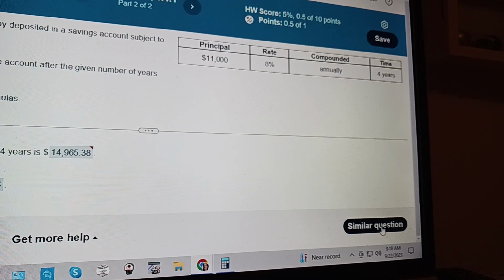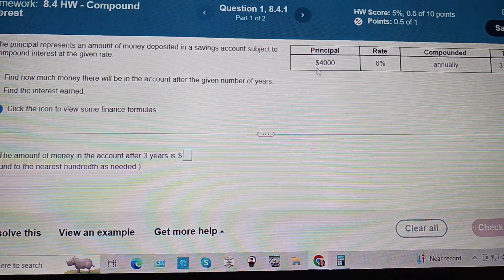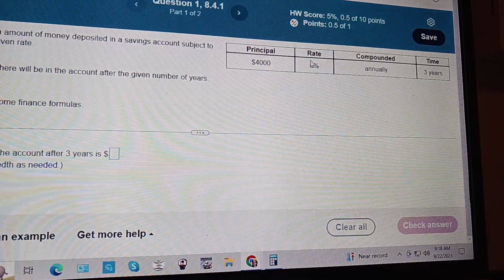But if I hit similar question, now I get another one. Now they changed the 11,000 to 4,000. They changed the 8% to 6%.